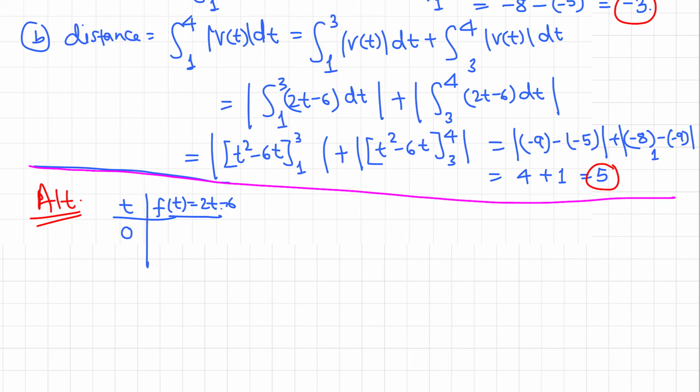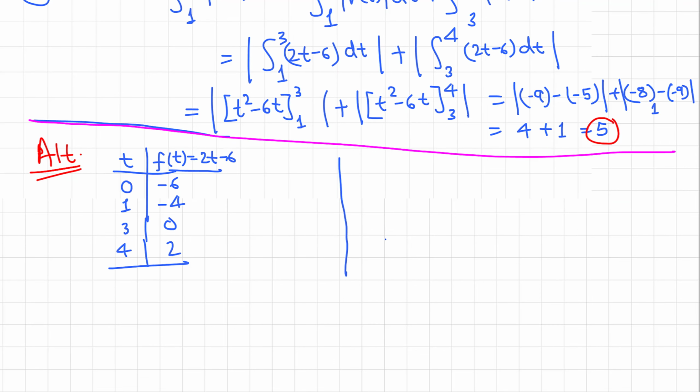At 0, that's negative 6. At 1, negative 4. At 3, we need a couple of points. Okay, only 2 points would be fine, but I'm finding more. 2 times 3, 6, 0, and at 4 it is 2. And now let's graph this.